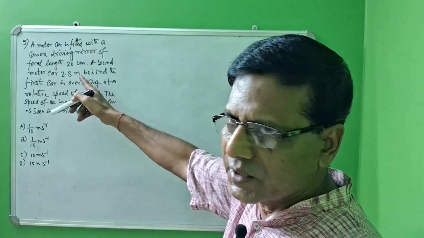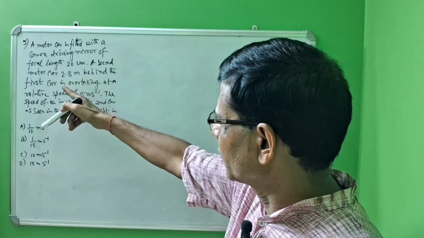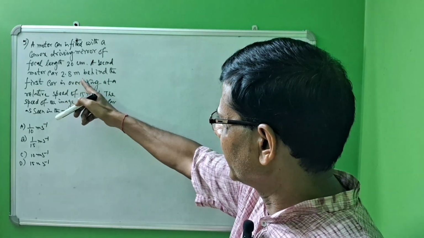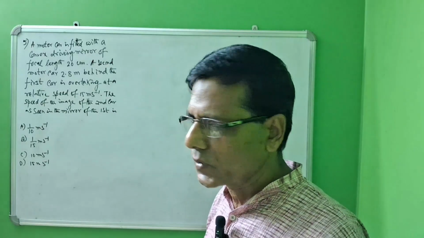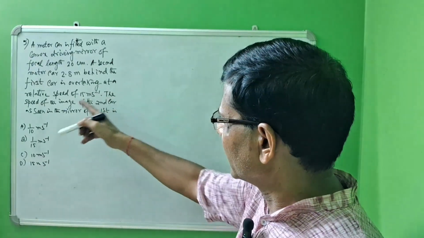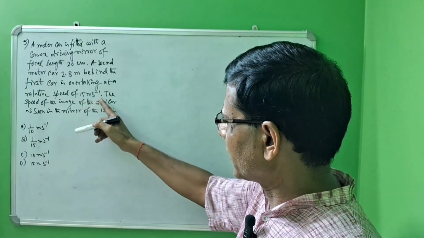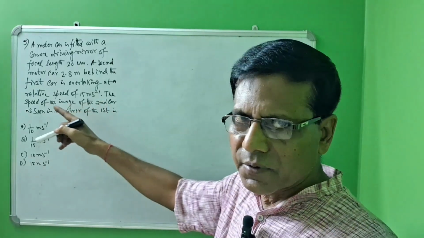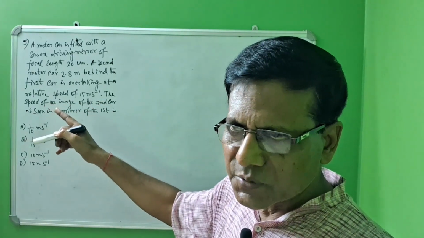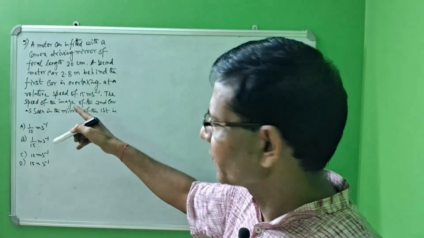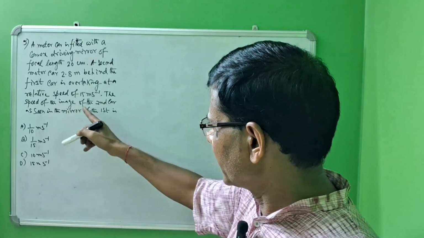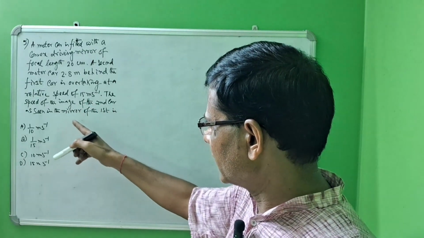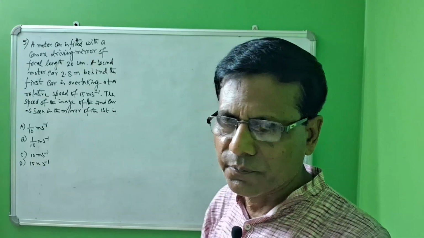Focal length 20 centimeter. A second motor car 2.8 meter behind the first car is overtaking at a relative speed of 15 meter per second. The idea of relative speed comes here. Find the speed of the image of the second car as seen in the mirror of the first.